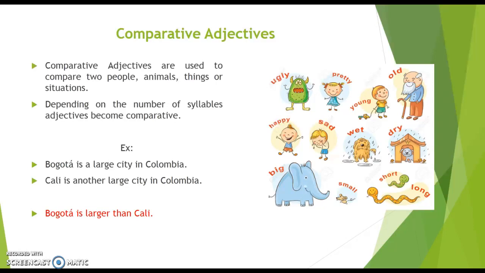Okay, after that we have one example. In this case, I'm going to compare two Colombian cities, Bogota and Cali. We can say that Bogota is a large city in Colombia, but we can say as well that Cali is another large city in Colombia. In conclusion, I can say that Bogota is larger than Cali, because it's true. Bogota is larger, is bigger than Cali. So in this case, I am using larger, the comparative, and I am talking about two Colombian cities.